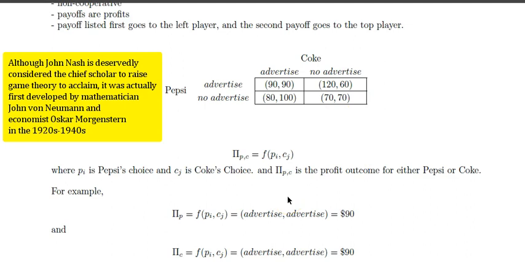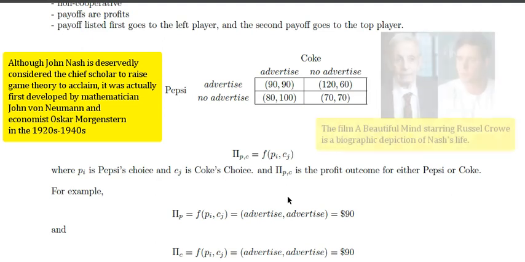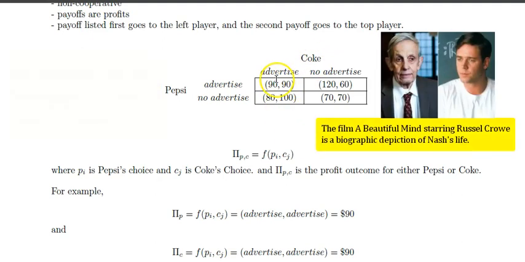So let's start with the question, what would Pepsi do if Coke chooses to advertise? Again, remember, information is perfect. Each competitor knows the potential payoffs of the other firm. So Pepsi asks themselves, if Coke chooses to advertise, what do I want to choose? We can see that if Coke advertises, that puts us in one of these two outcomes, quadrants, if you will. And we can see that Pepsi does better by advertising, as $90 is of course greater than $80.